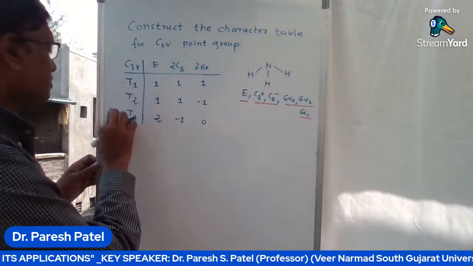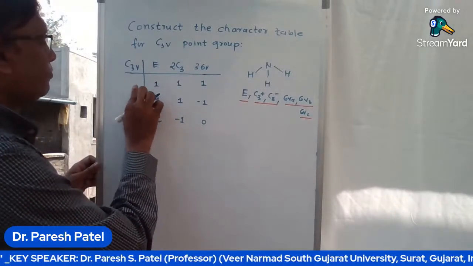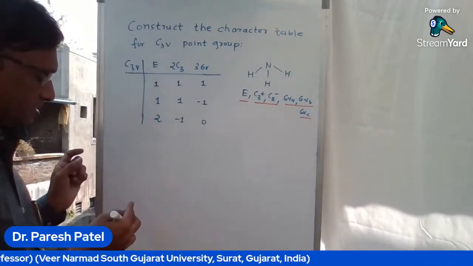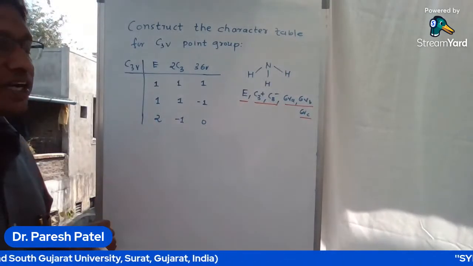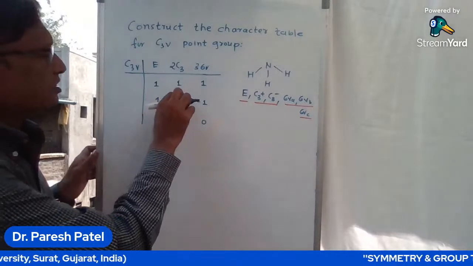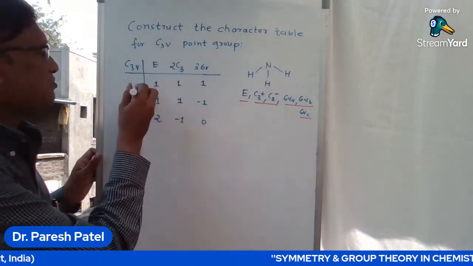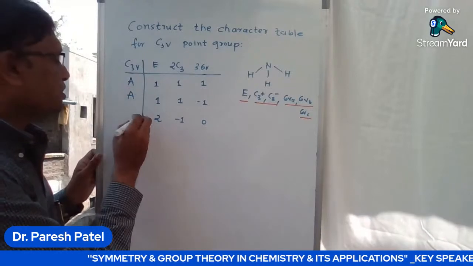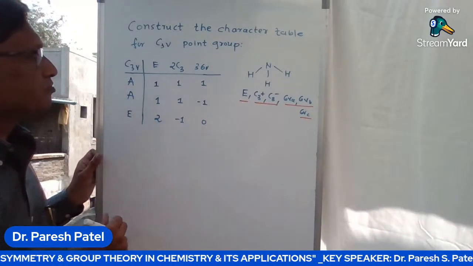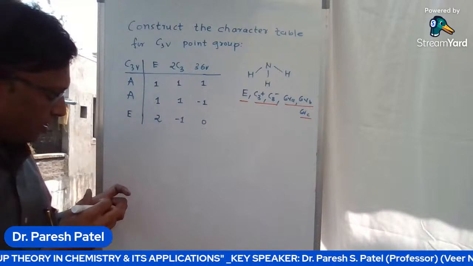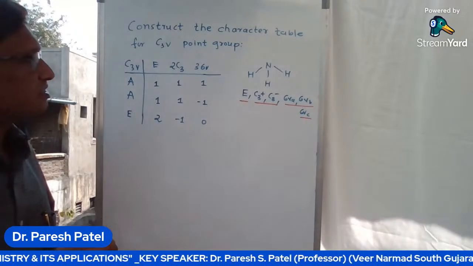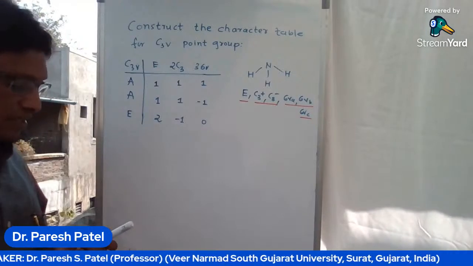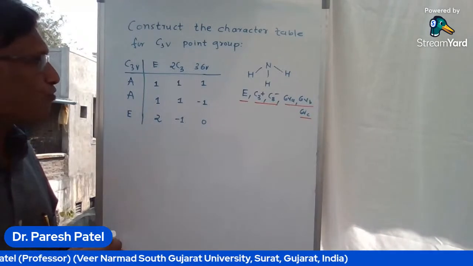Now Mulliken symbols. We already discussed that if a representation is one dimensional, capital A and capital B can be used. Here the character for the main principal axis is 1, so A can be used. And this is two dimensional, it means E can be used. And there is only C3 plus and C3 minus present, so there is no C2 in these representations, so we have to go for the next one.